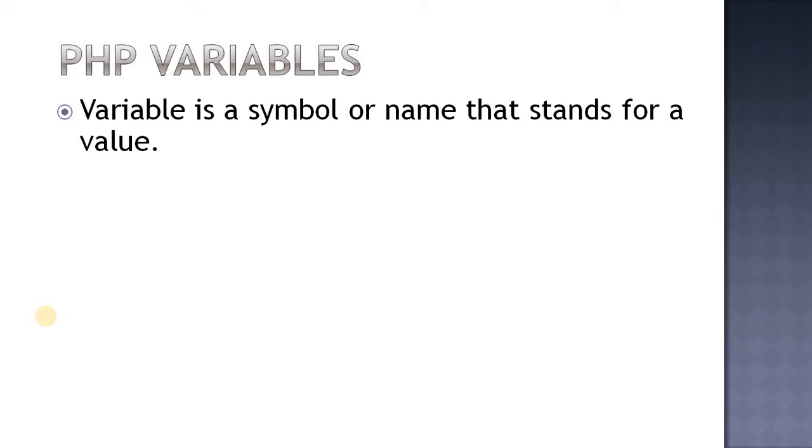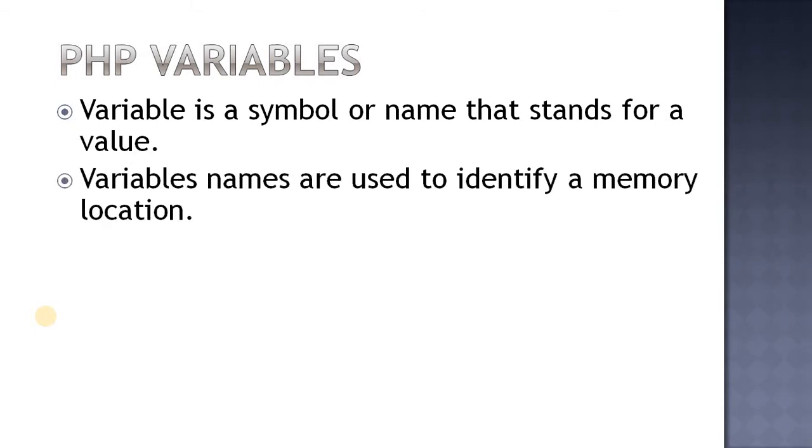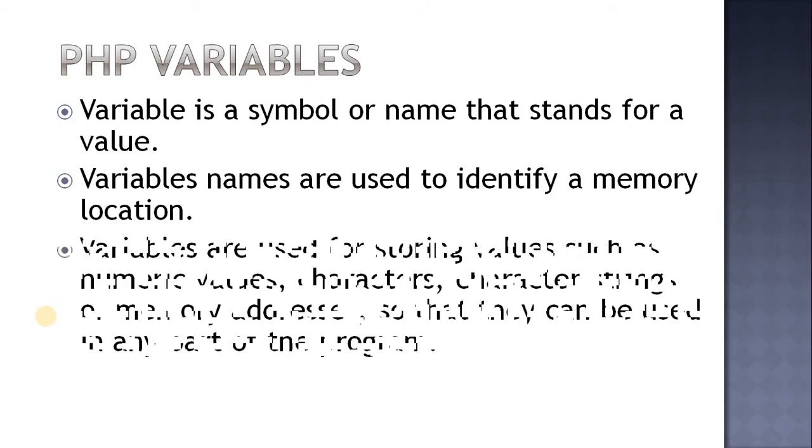So variables in any programming language are going to be the same. Whenever you are assigning some value, you need a variable. This variable is going to store some value that you are going to provide. Variable names are used to identify a memory location. Variable names are going to point to one of the memory locations and return the value which you are going to store in that memory. So this is how variables work.